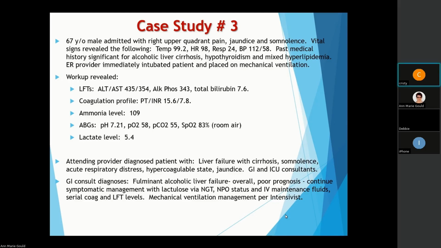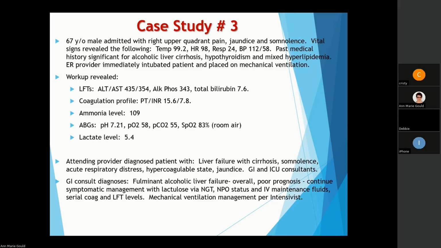What would you do, Anne-Marie? What would you do, Christy? Would you query for it or just go with the fulminant? No, I'd query the attending, because they're the captain of the ship, right? So I want to clarify: is it acute, subacute, or acute on chronic? More than likely, this is just acute for this guy.